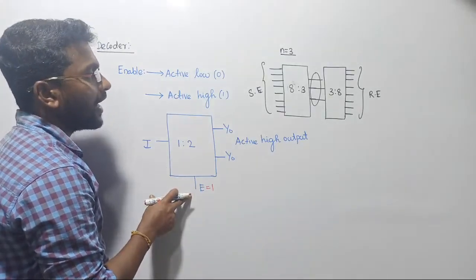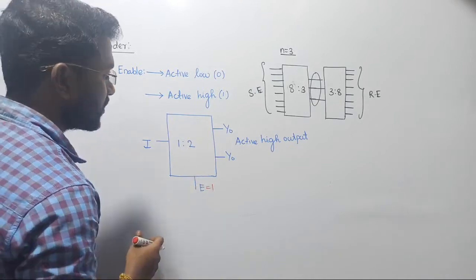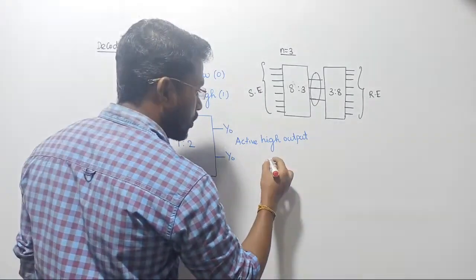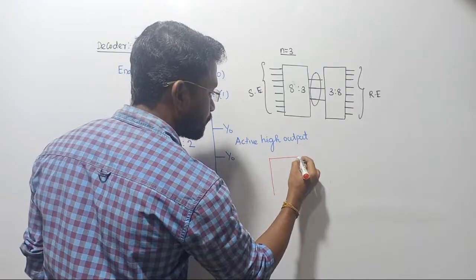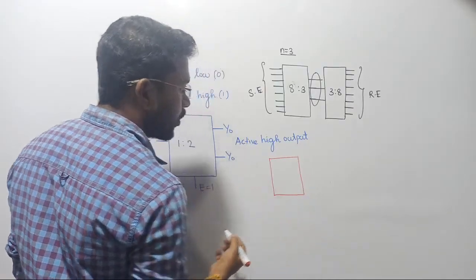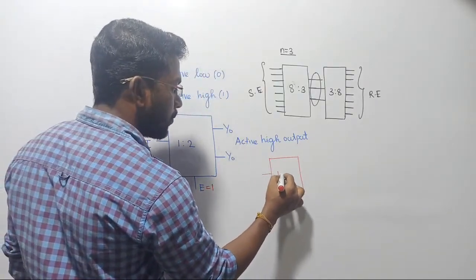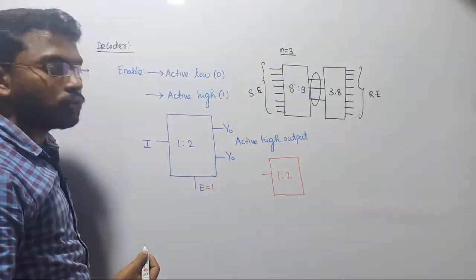Now what do you mean by active low pin? Active low pin in the sense we have to consider the same circuit. Let me consider active low pin. Now, when you are looking for active low pin, once again for your best understanding, let me consider a 1x2 decoder.